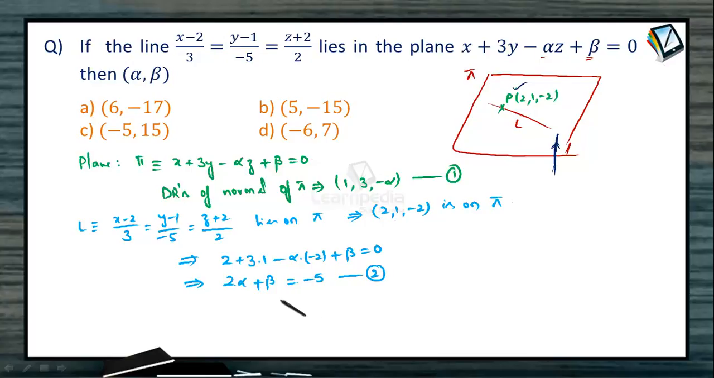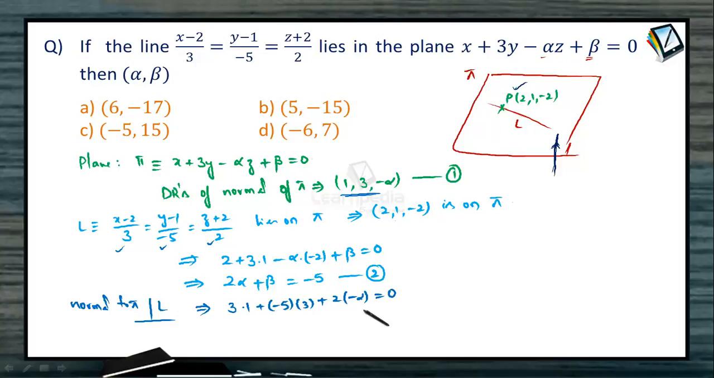Now how do we create another equation in terms of alpha and beta? Two variables are there, so this equation is not sufficient. Yes, for that I am using the condition that the normal to the plane pi is also perpendicular to the line L, and we know the DRs of the normal of the plane and we know the DRs of the given line equation. So when do we say this normal of the plane is perpendicular to the given line? Yes, 3 times 1 plus minus 5 times 3 plus 2 times minus alpha is equal to 0.